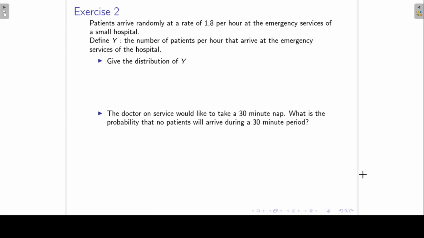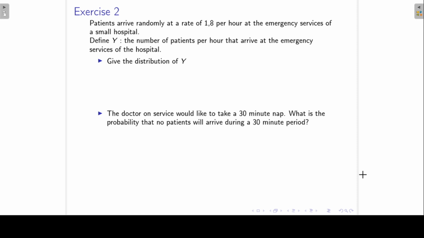Okay, let's have a look at exercise 2. Patients arrive randomly at the rate of 1.8 per hour at the emergency services of a small hospital. So we define our random variable y as the number of patients per hour that arrive at the emergency services of the hospital. And first of all, we want to give the distribution of y.